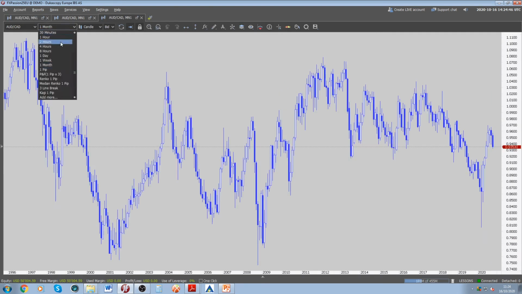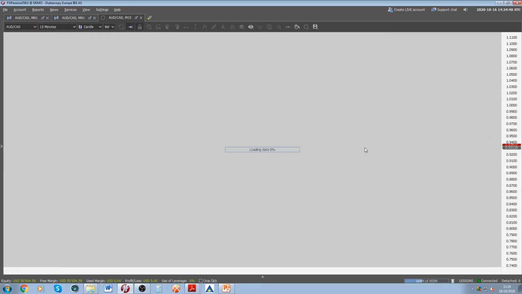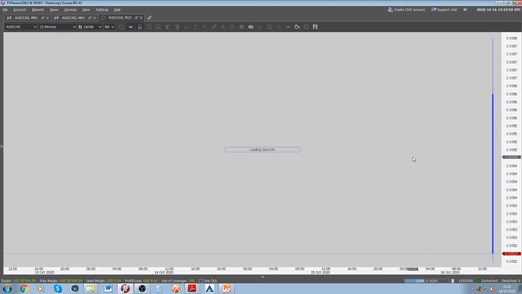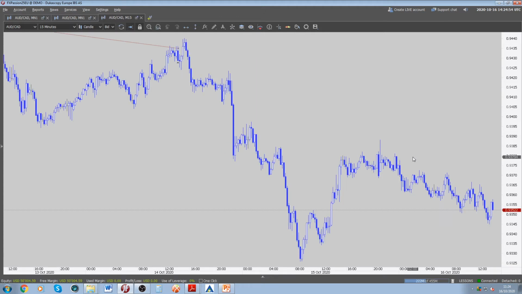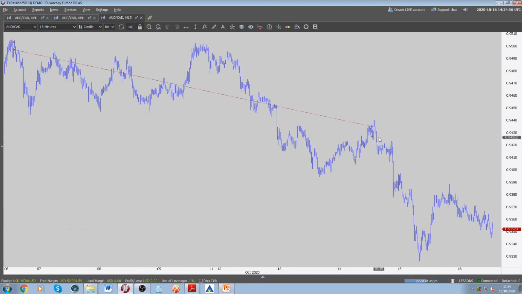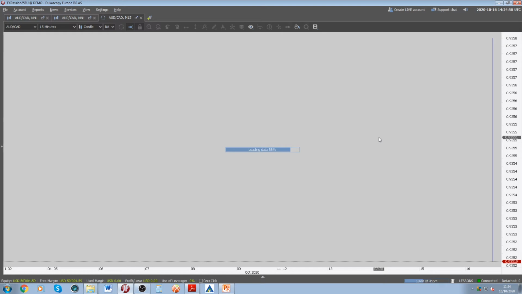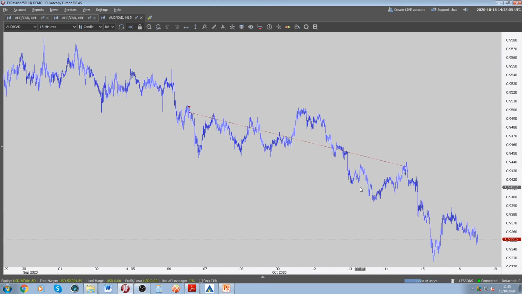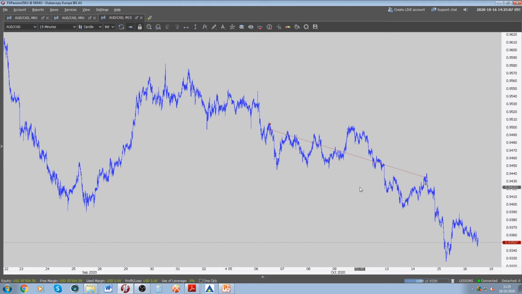AUD CAD 15-minute chart. AUD CAD 15-minute chart, everybody. Just an example. Let's compress the chart. Waiting for the data to load. Okay, let's compress the chart. Okay, what market behavior do you see?